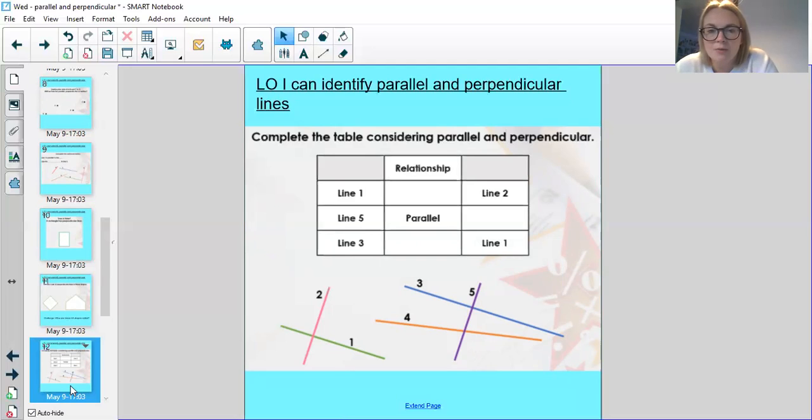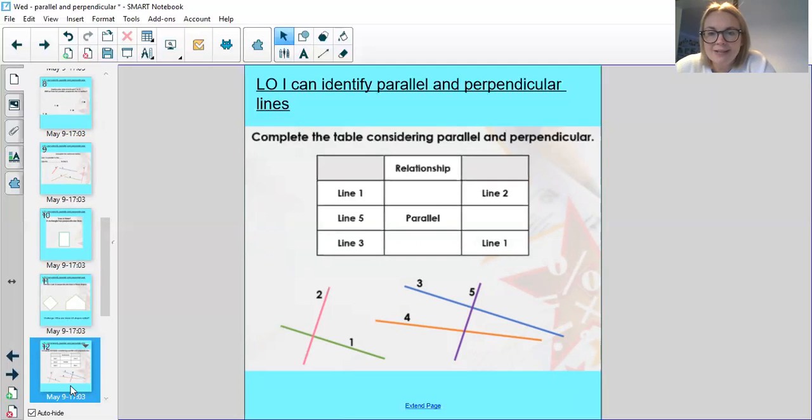So the top row says line 1 and line 2. So in the middle box, you want to think about the relationship. Are they parallel or perpendicular to each other? Have a little think about that. They're perpendicular, aren't they? The pink and the green, they're crossing at a right angle.